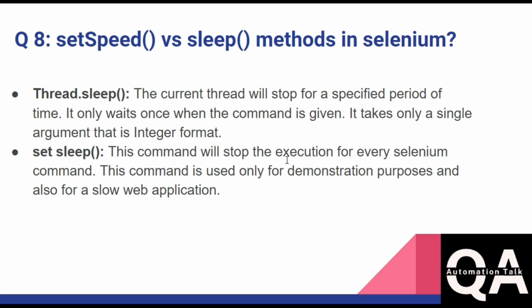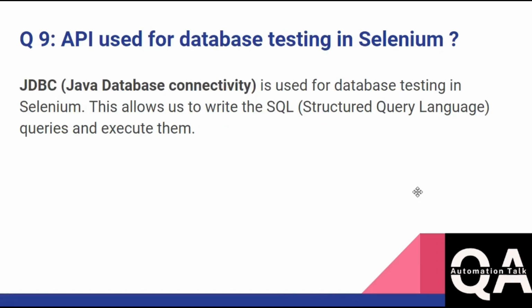The question is, what is the API that is used for database testing in Selenium? The API name is JDBC, Java Database Connectivity, that is used for database testing in Selenium. This allows the user to write SQL scripts and execute them.